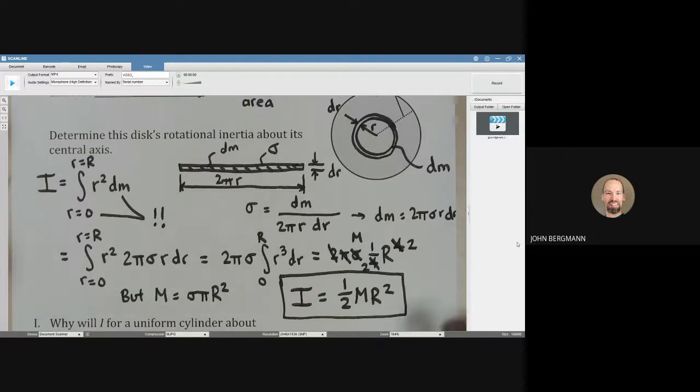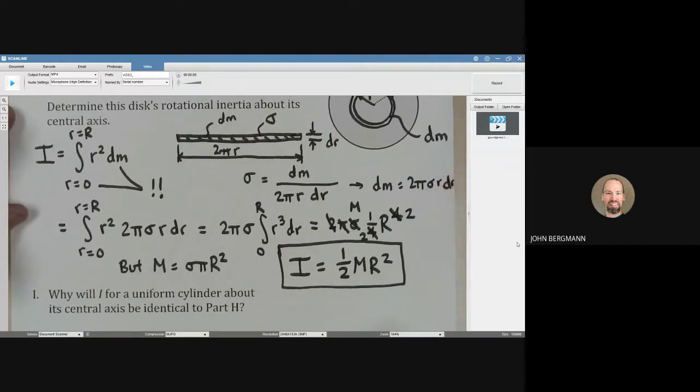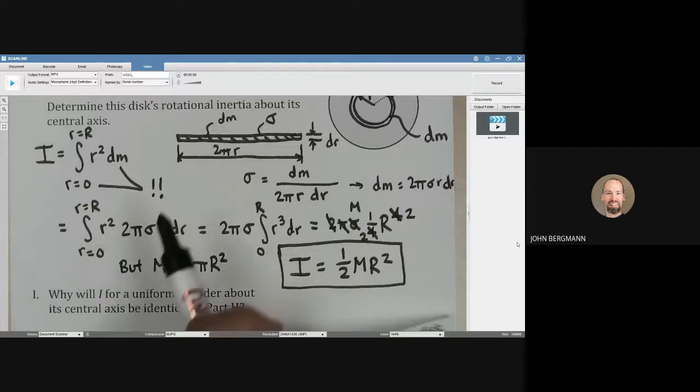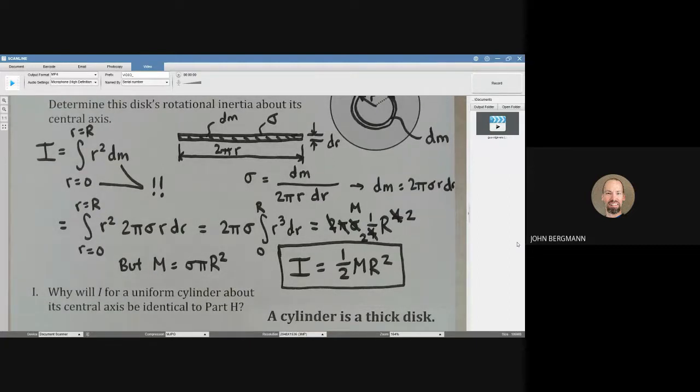The good news is that these moments of inertia have been tabularized. So in most cases, you can just look up, hey, what shape do I have? What's the axis? What's the formula for the moment of inertia? Why will I, for a uniform cylinder, be identical to this? This one was a disk. Why will a cylinder have the same moment of inertia? Well, a cylinder is just a thick disk. We're going to do a few more examples of deriving moments of inertia so you can see how it's done. But as I said, the good news is a lot of these have been tabularized, so you can just look up the equation.